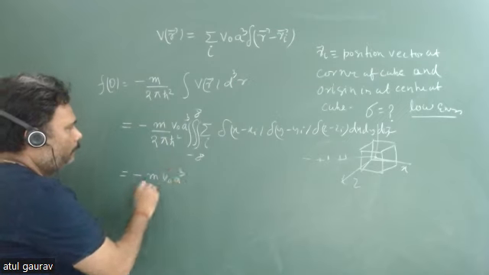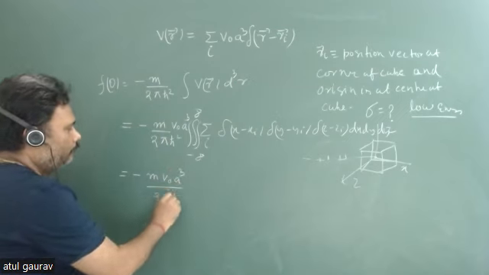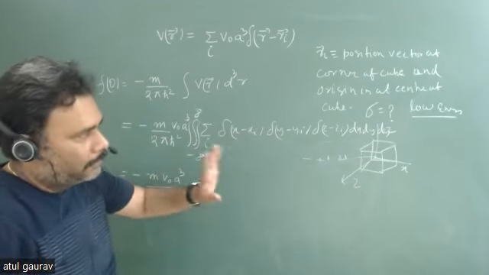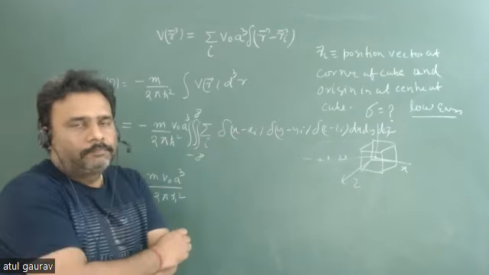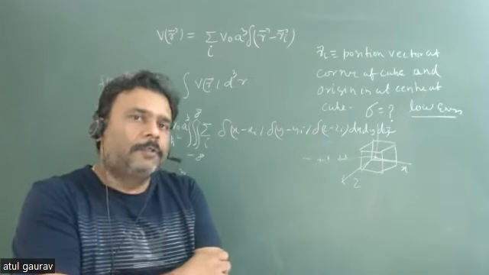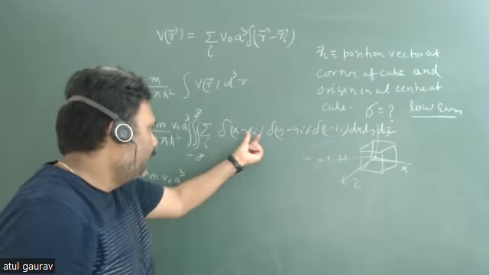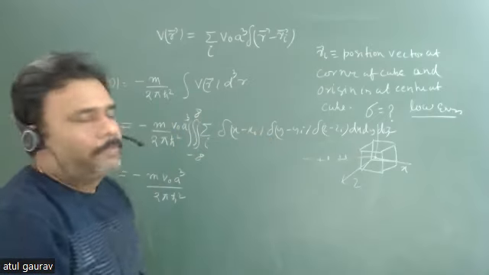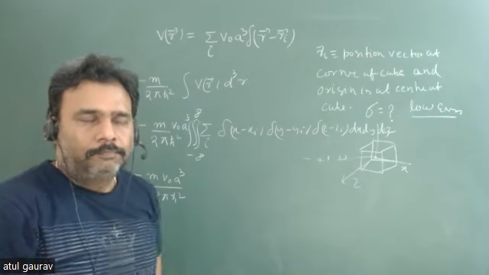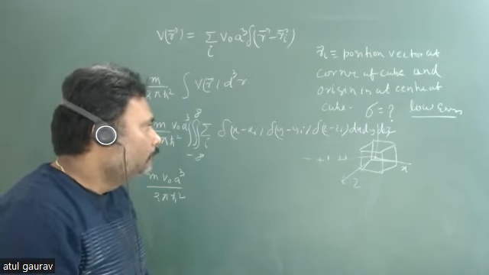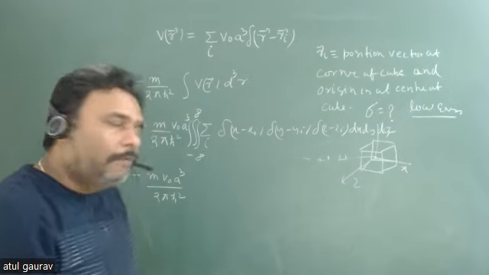Tell me. What will happen to one particular integration? क्या होगा? Suppose I am talking about x, so delta of x minus xi into dx, from minus infinity to plus infinity. What will be that integration?